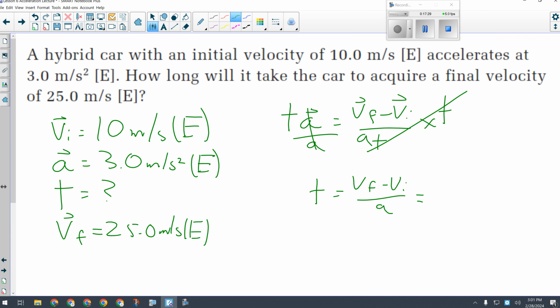So that'll be 25 minus 10 divided by 3. So 25 minus 10 is 15. 15 divided by 3 is 5 seconds. Everybody all right with that one? Let's look at the other manipulations of that formula.